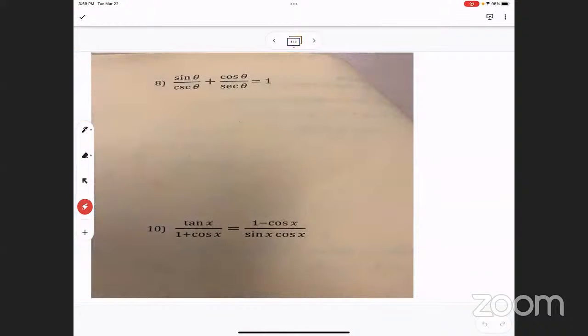All right, now we're doing identities. So to prove this identity, there's a couple ways you can do this probably, but what I'm gonna do is rewrite this. I'm gonna rewrite the cosecant. How can you rewrite cosecant?